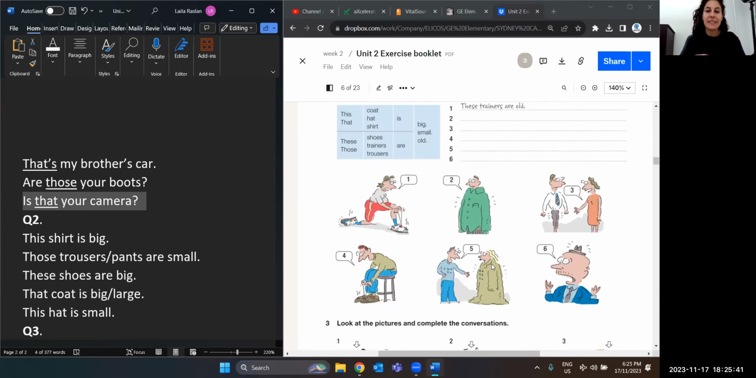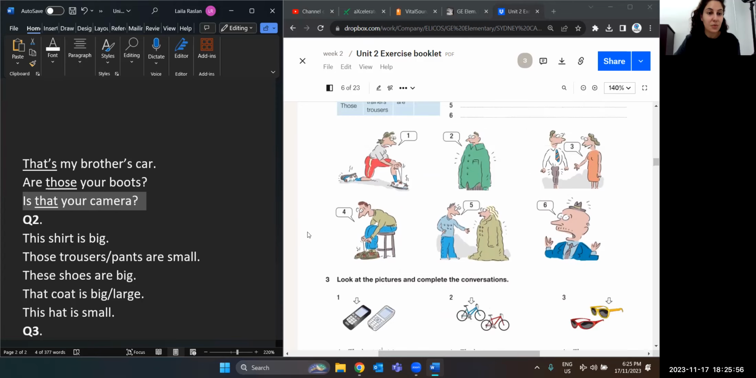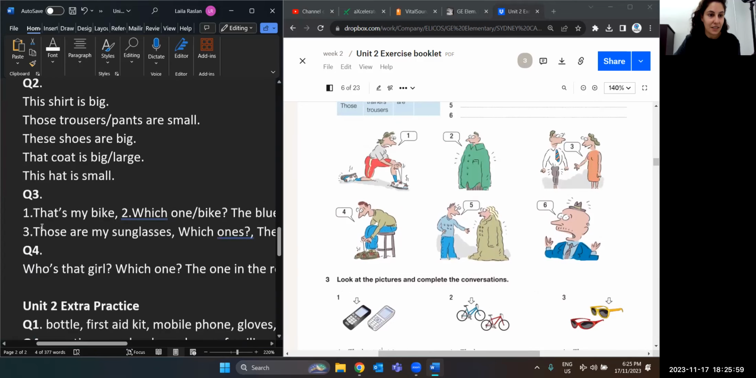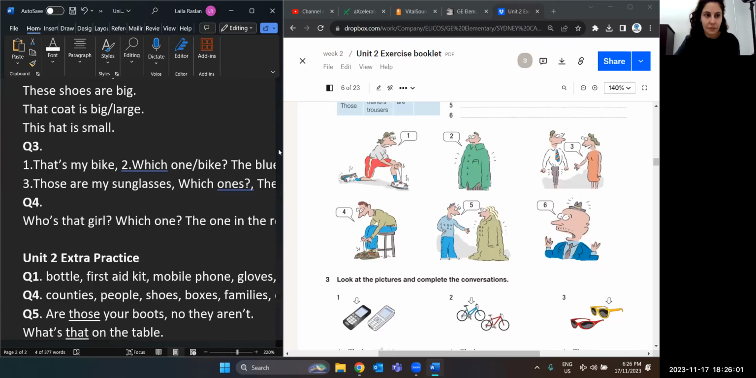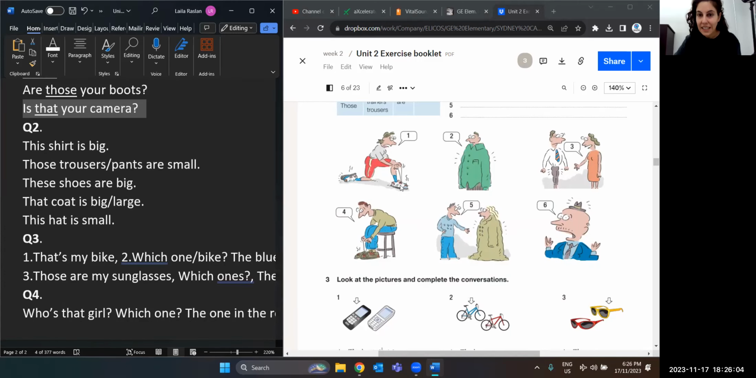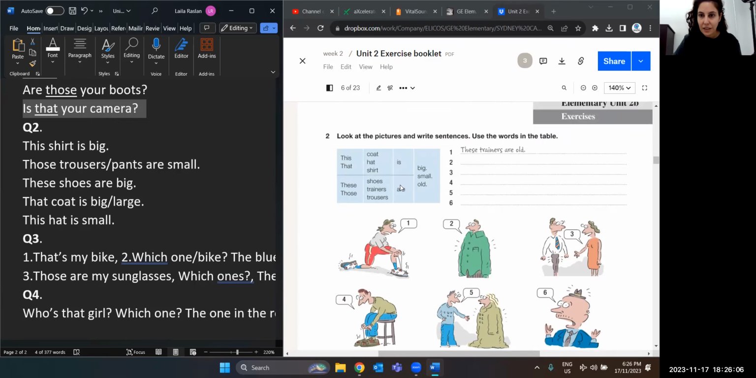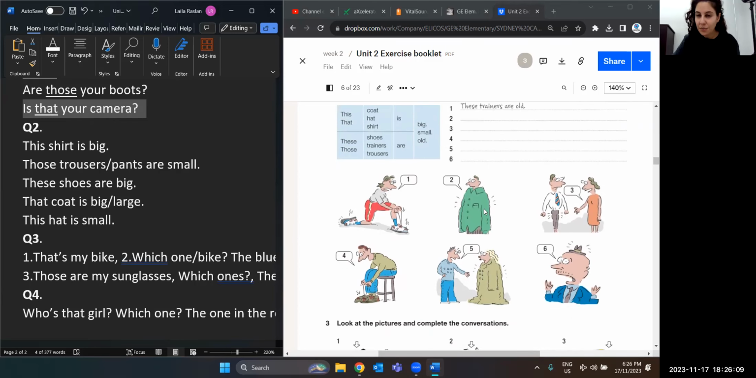Okay, so again, using this and that for singular, near and far, or these and those for plural, near and far. So number one, it looks like he's saying these trainers are old. Remember, in Australia, it's more common to say sneakers. So these sneakers are old. Number two, yeah, this shirt is big. It's singular, just one shirt. So this shirt is big.